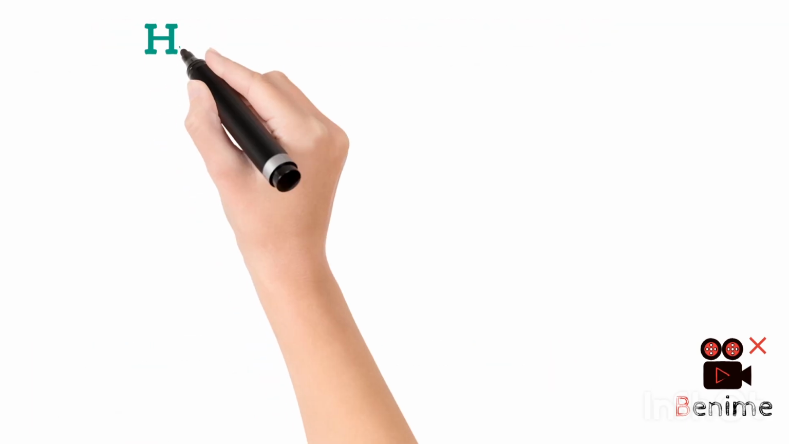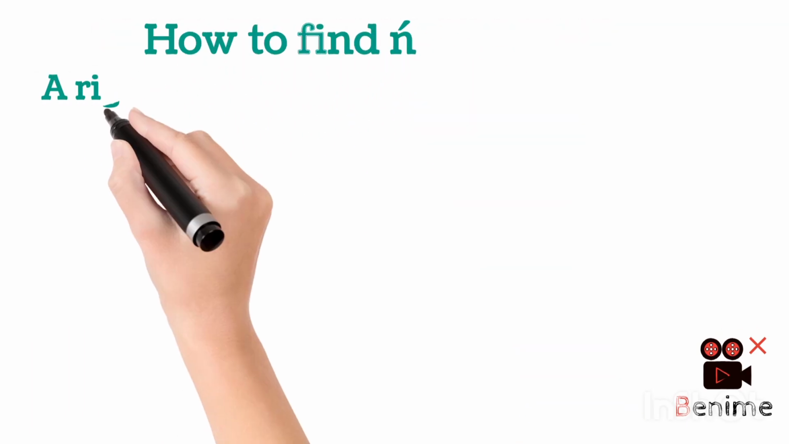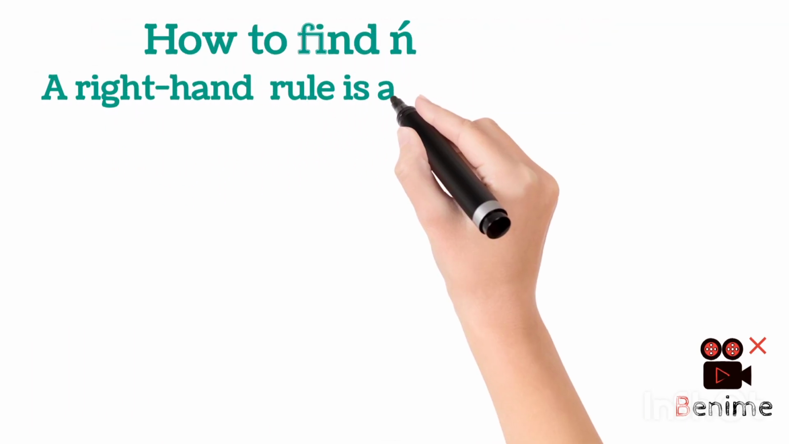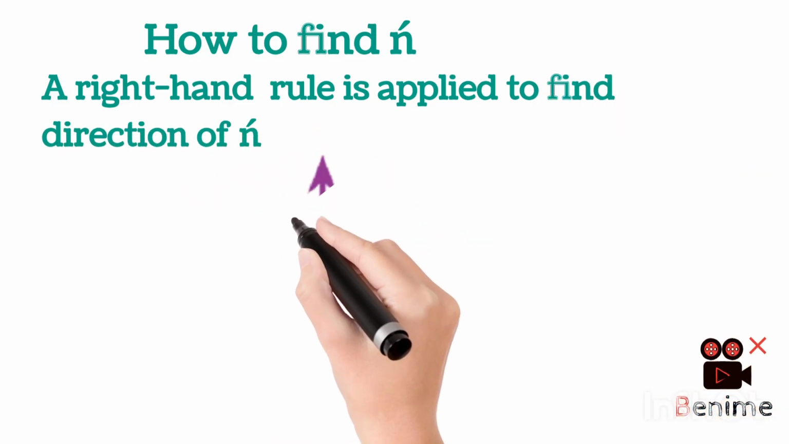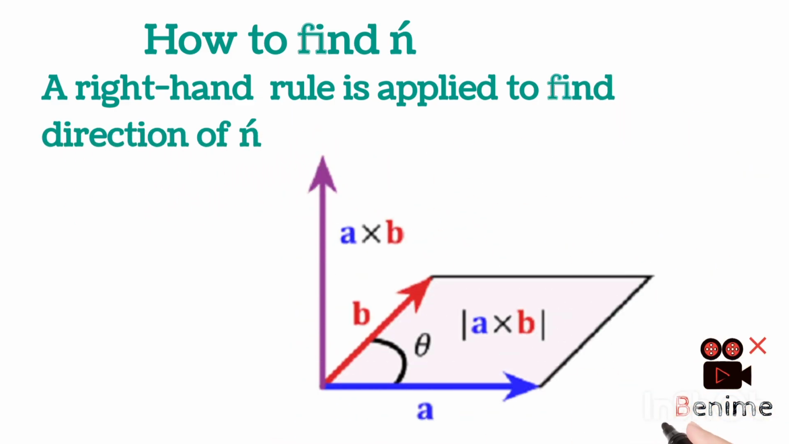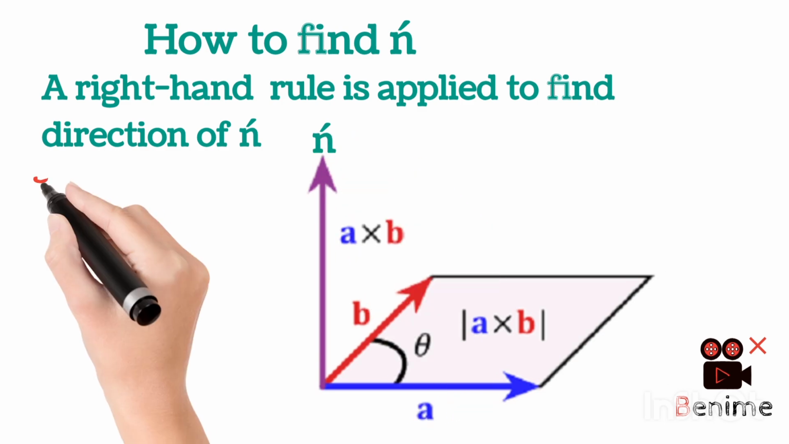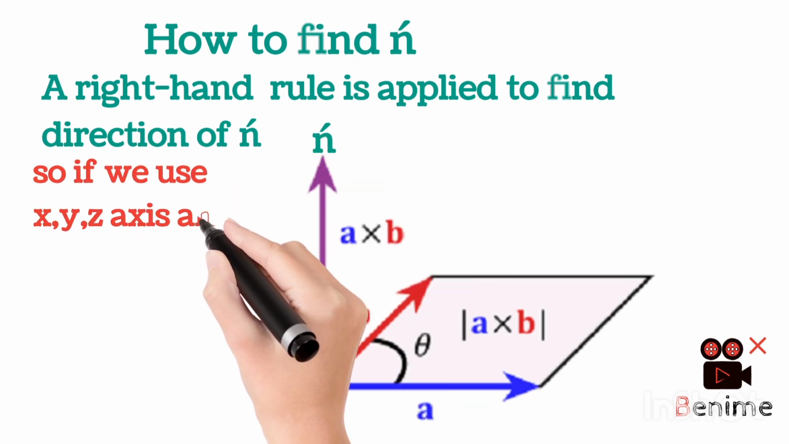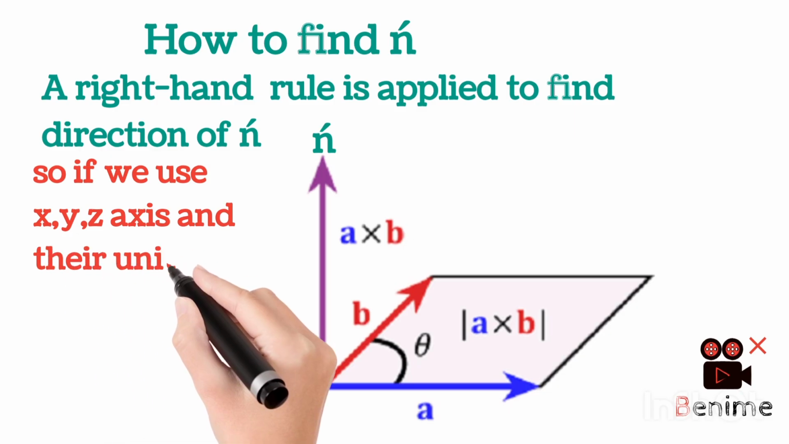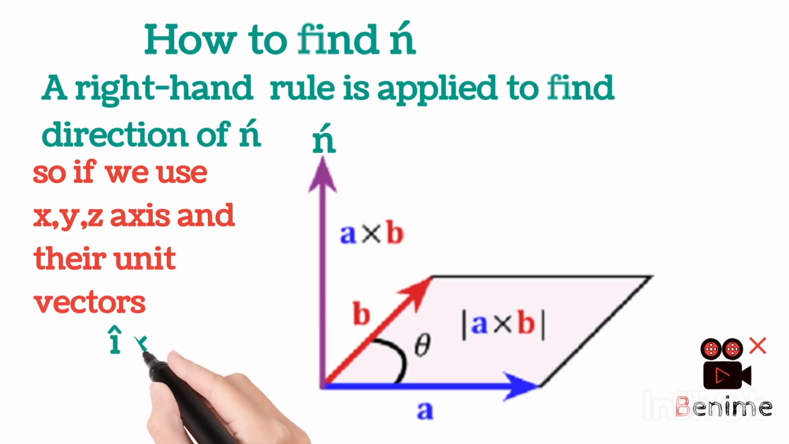To find the direction of the normal vector n we use the right-hand rule. Point the right hand in the direction of vector A and curl the fingers toward vector B, then the erect thumb will give the direction of the n unit vector. Similarly, the cross product of unit vectors i and j will give the k unit vector.